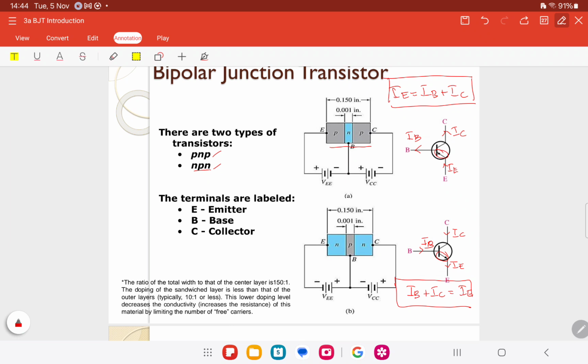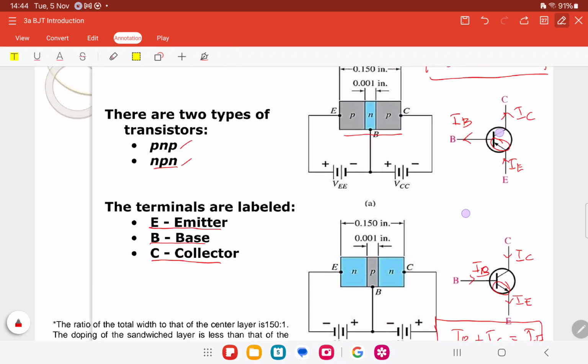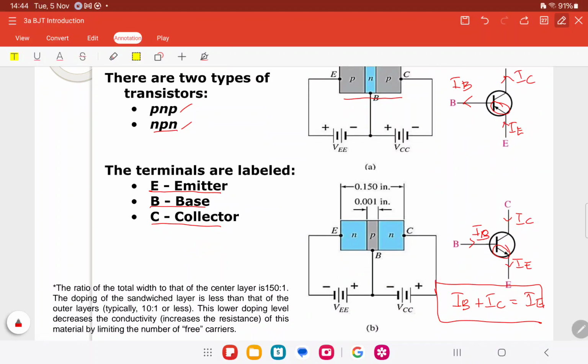Samalah, sebab tu bila kita buat the voltage and current calculations, dia sama je. It just directions dia yang terbalik, polarity dia yang kita pusing. Okay, and this is the terminal yang ada kaki pin dia, emitter, base and collector. And always remember that yang ada anak panah is the emitter.